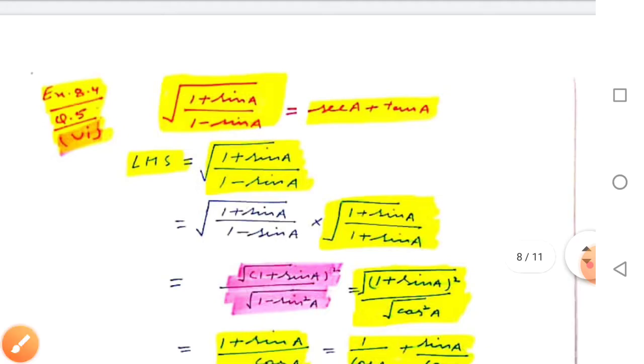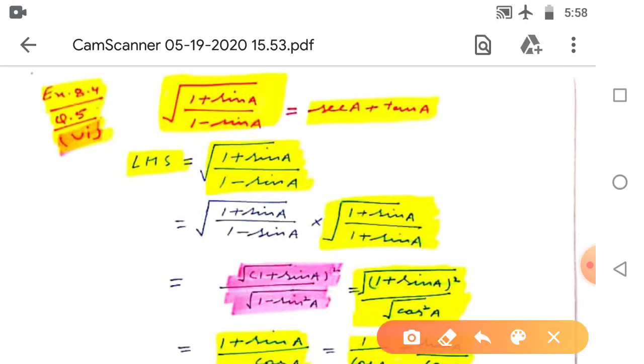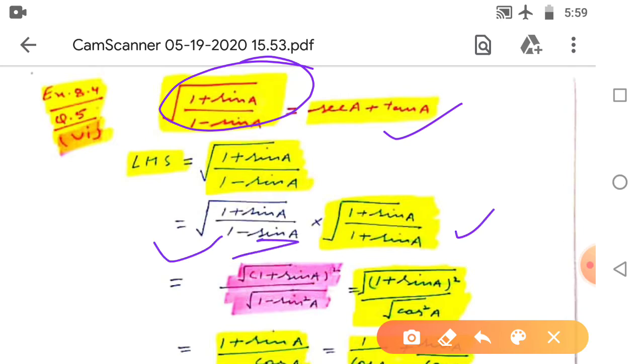sixth part, and the sixth part is simple. We have under root (1 plus sin A) upon (1 minus sin A) is equal to this. So here we start with LHS. Now we have only one option: to rationalize the denominator. In the denominator we have 1 minus sin A. So we multiply numerator and denominator by the square root of 1 plus sin A upon 1 plus sin A. We multiply the numerator with under root 1 plus sin A and the denominator with 1 plus sin A.